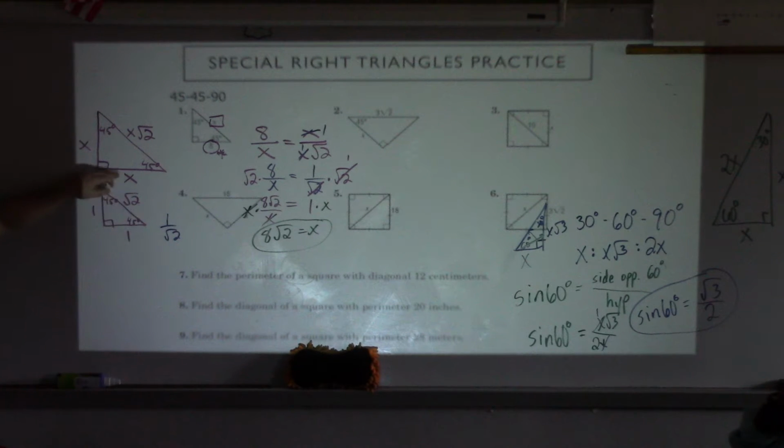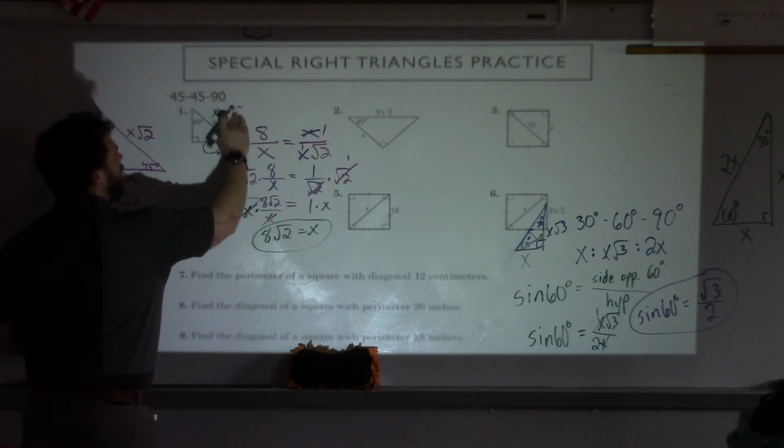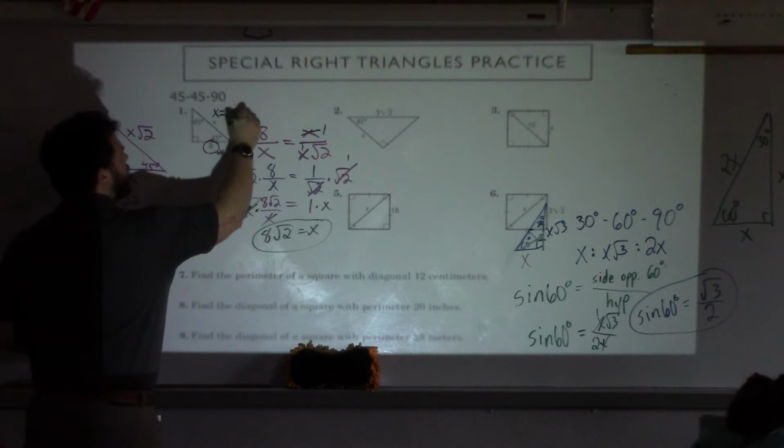Could you also just look at the triangle and say, to go from the side to the hypotenuse, I multiply by the square root of 2? Yes. You could have done that. Either way, you get that the answer is x equals 8 square root of 2.